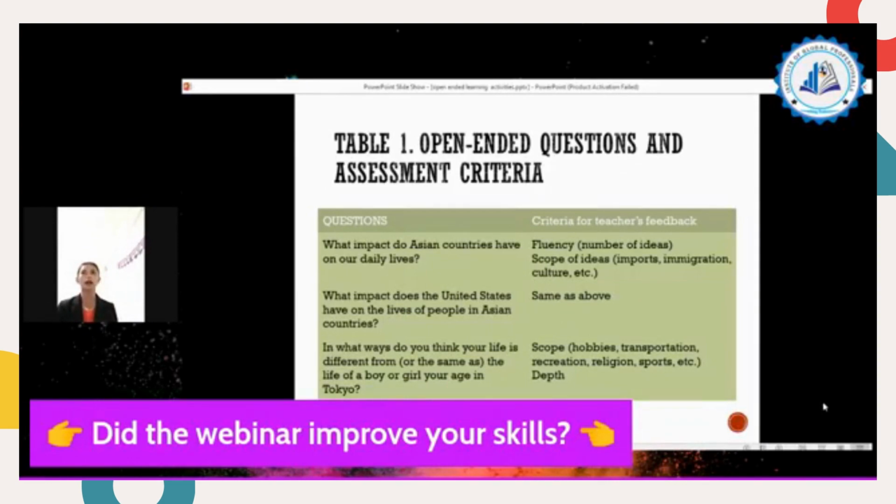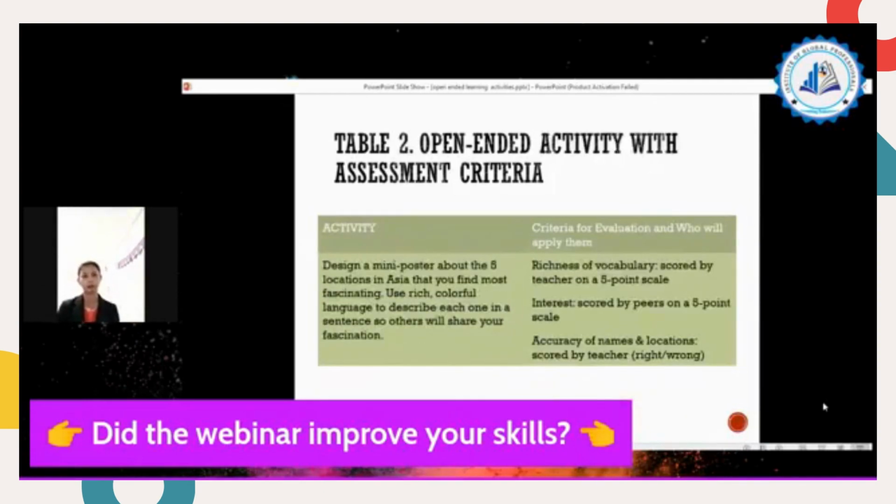Meaning there are a lot of possible answers to one single question. This is where you're going to be discussing the depth of how your life is compared to different lives. Okay, that will be the open-ended questions and the assessment criteria that will be done by the teachers to their students. This is the criteria for teachers' feedback. Okay, next slide, table number 2.